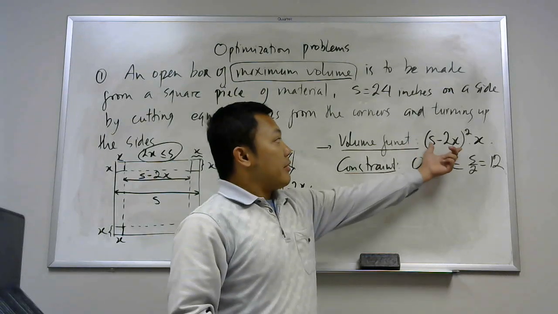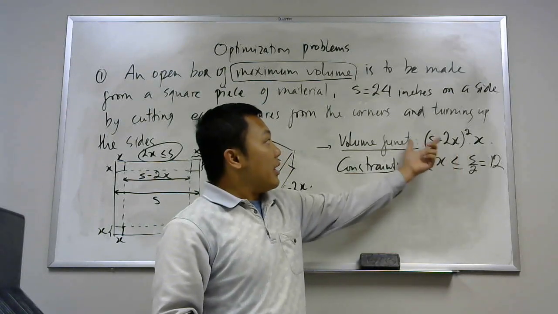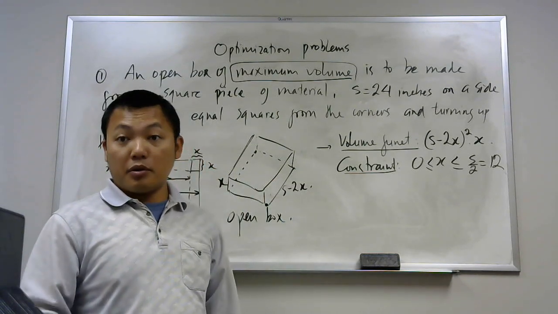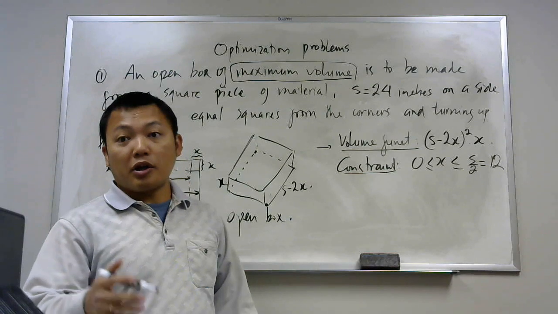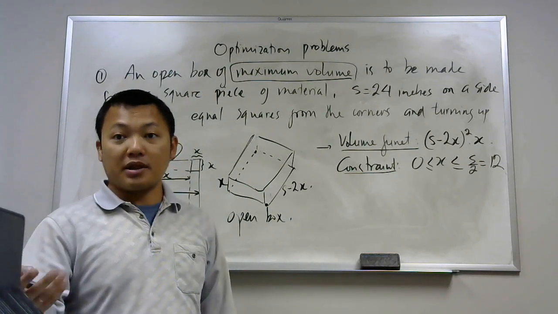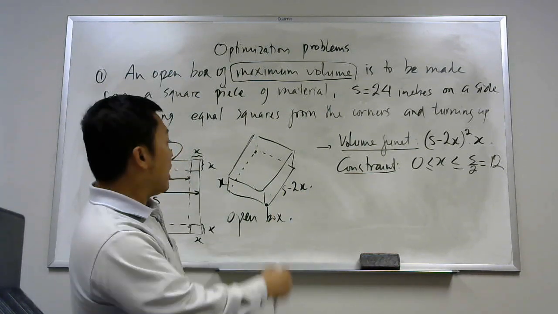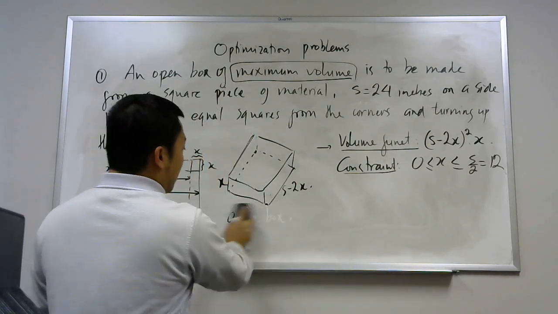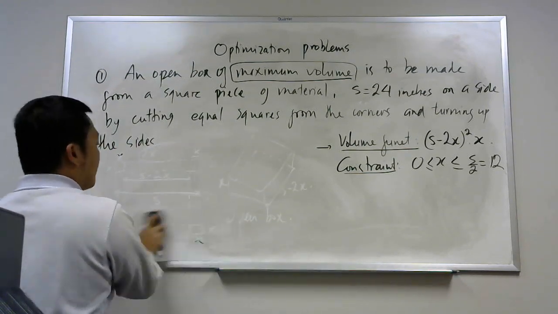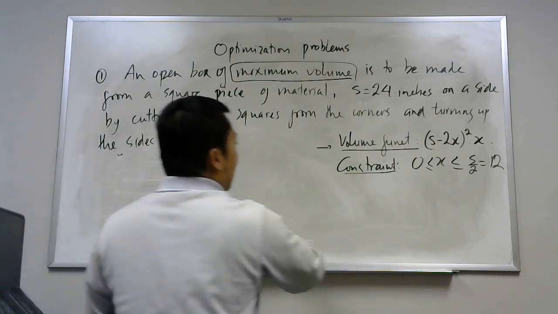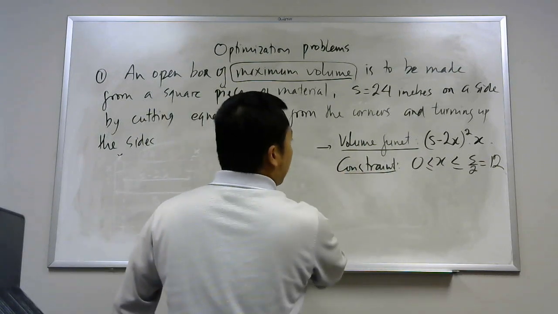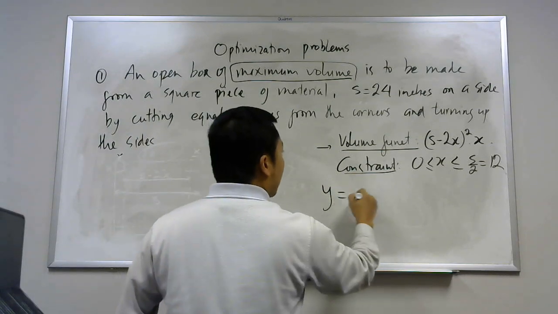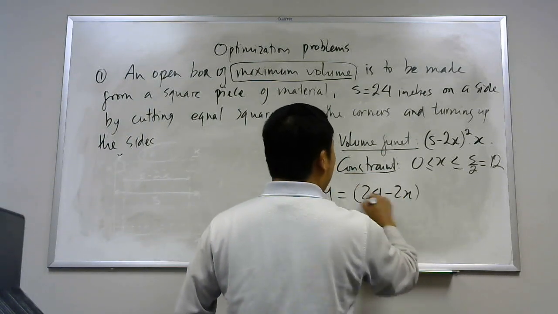And now, we have some polynomial in this case. And in order to find the global maximum, we just need to take the derivative to find all critical points. And then we compare function values at critical points and at the 2 endpoints. So from there, we can get the global maximum. Okay, let me erase this picture. Let's say the function here, s is 24, so I can write y equal to 24 minus 2x squared times x.